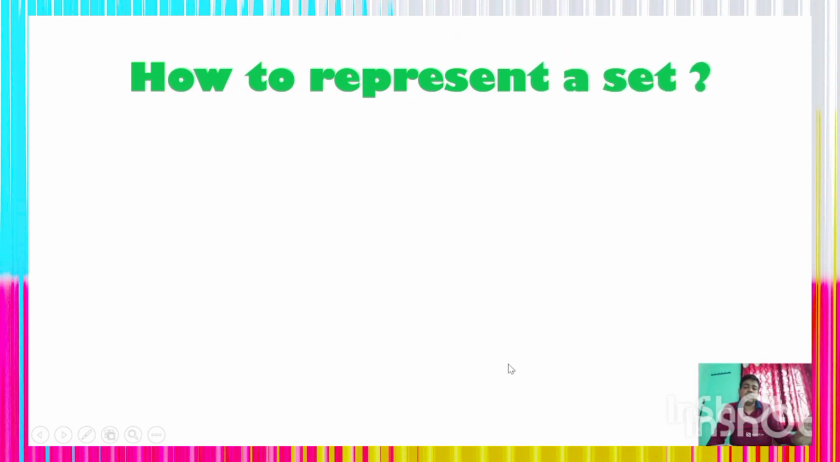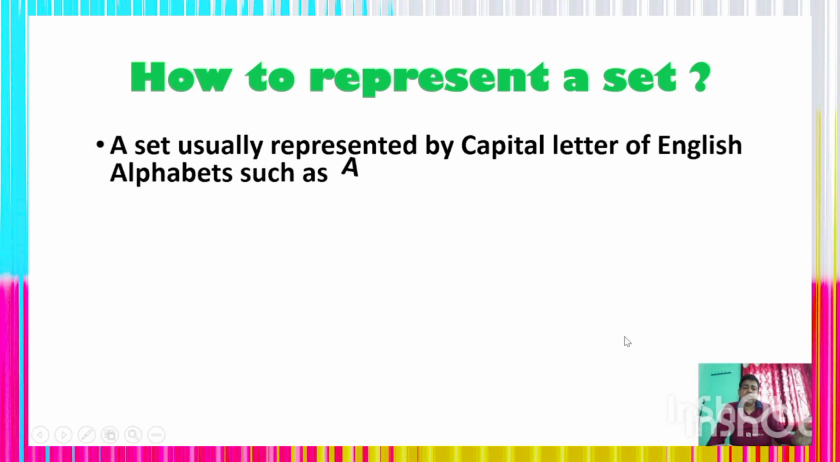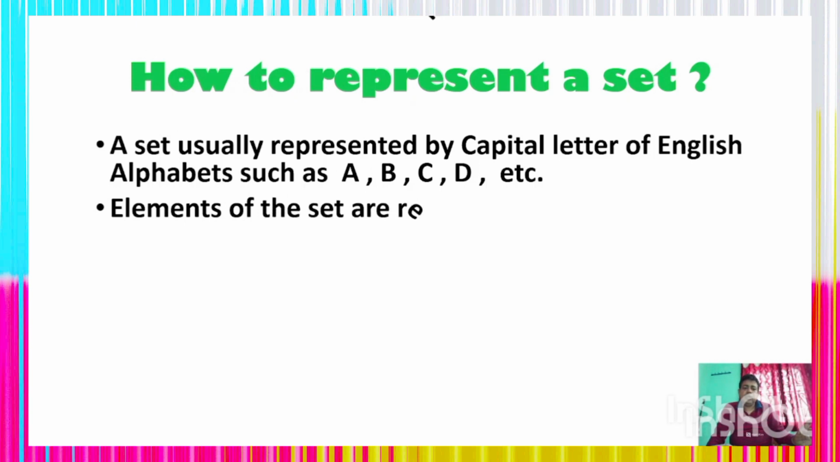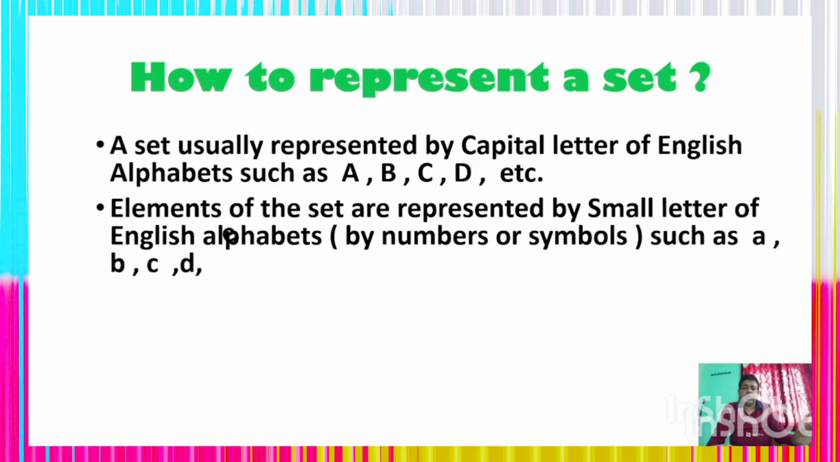How to represent a set? A set is usually represented by a capital letter of the English alphabet, such as capital A, capital B, capital C, capital D, etc. Elements of a set are represented by small letters of the English alphabet, such as small a, small b, small c, small d, etc. Also, an element can be expressed with the help of numbers and different kinds of symbols.